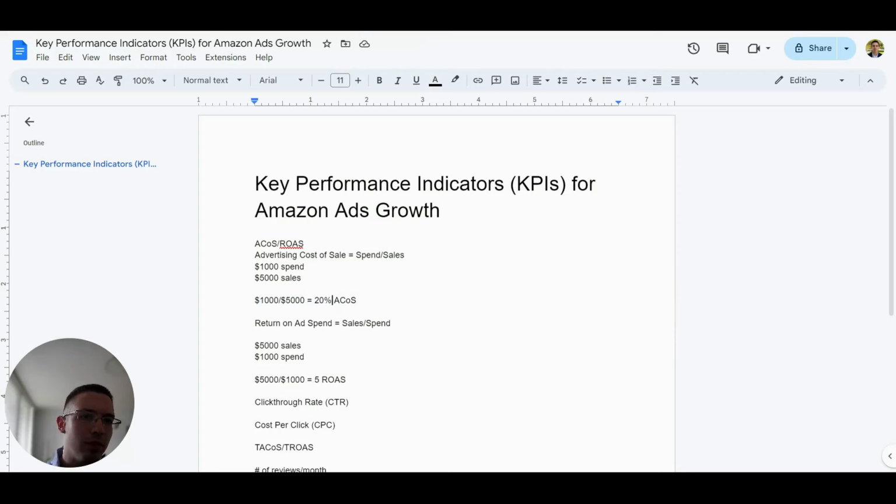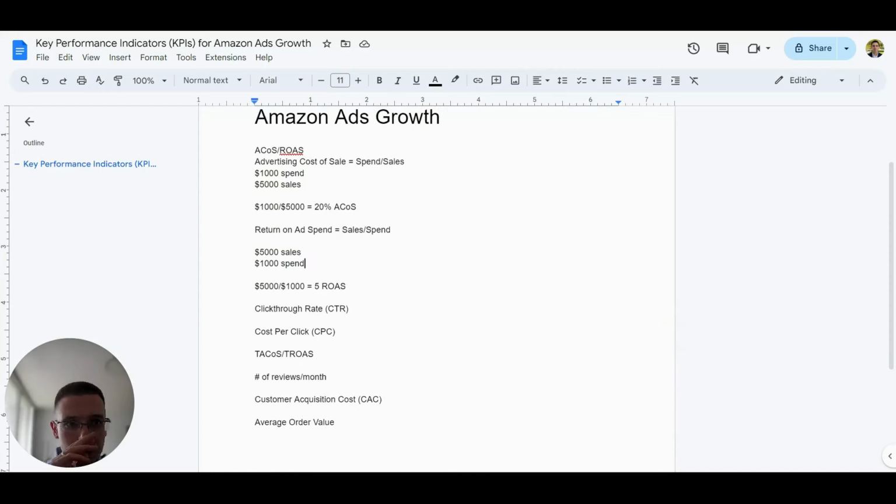But the reason people are moving towards ROAS is because it gives it in a whole number. It gives it in a nice way: put $1 in, you get $5 out in sales. And it's just easier for people to grasp. But this is probably the most basic KPI that people will track. It'll give you a very clear understanding of how much you're spending and how many sales you're getting.